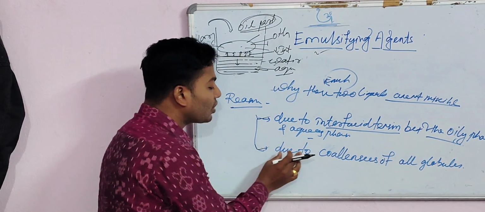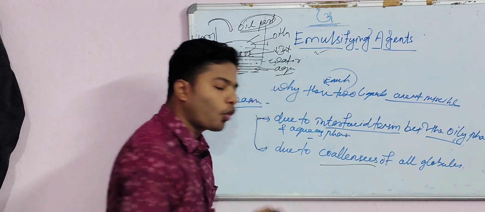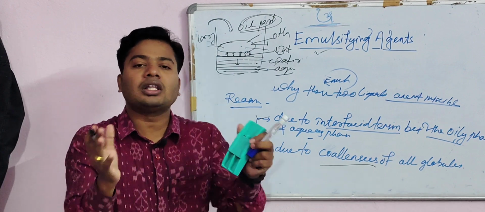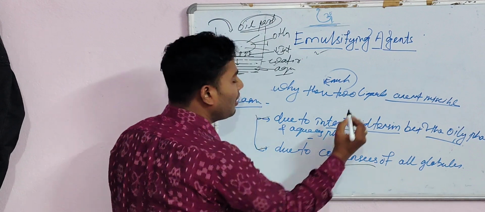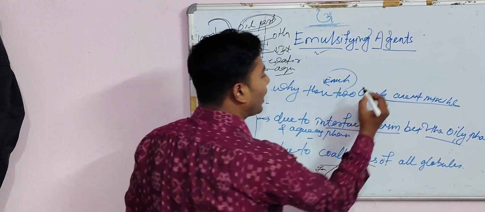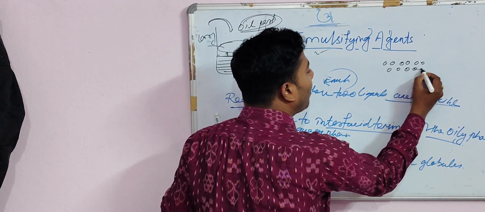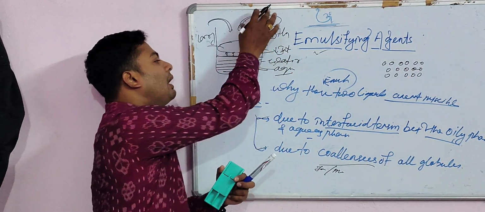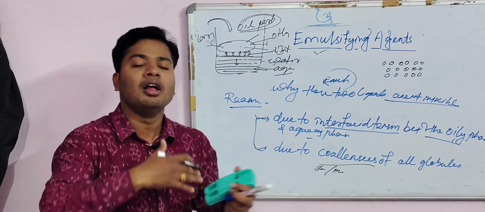And the second reason: it is due to coalescence of all the globules. So what do you mean by coalescence? Coalescence means joining or merging of all the globules to form one mass. That means, after you pour the oil part inside the water medium, you have to triturate for the miscibility.